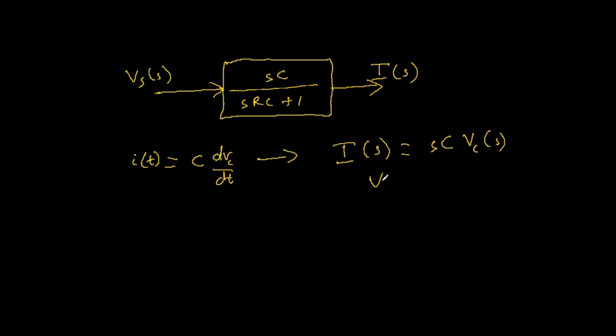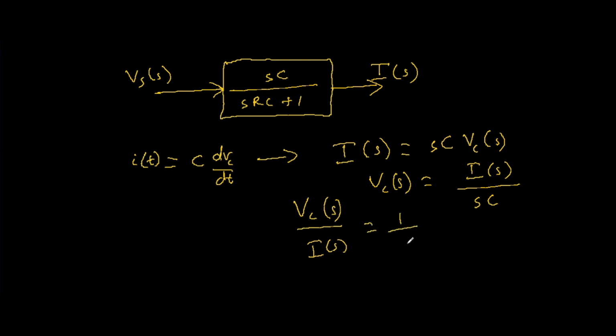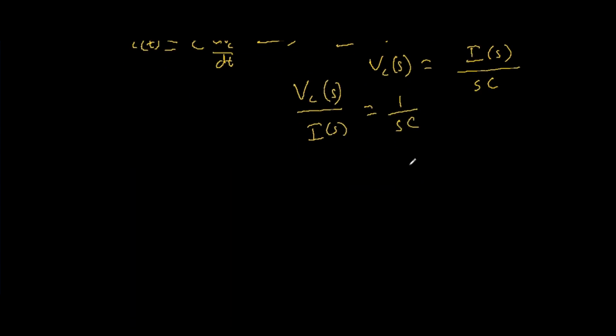And we could say that VC of S is equal to I of S divided by SC. The reason I'm saying this is that VC is equal to this. So if my input is I of S and my output is VC, then output over input, VC of S divided by I of S, gives us 1 over SC. So if you had a block with an input of I of S and an output of VC of S, the transfer function is 1 over SC.